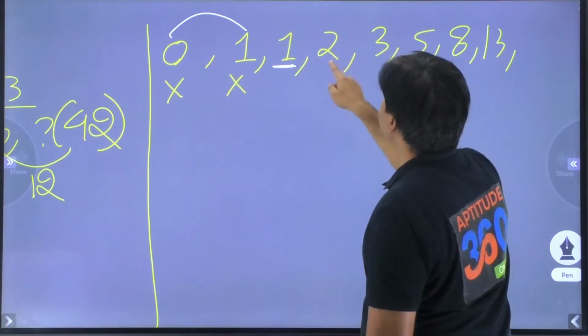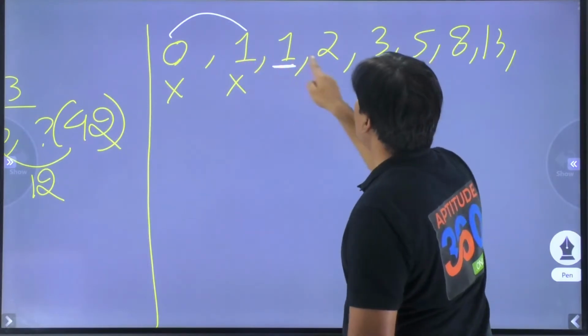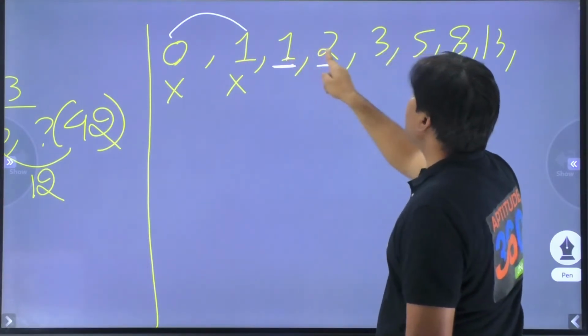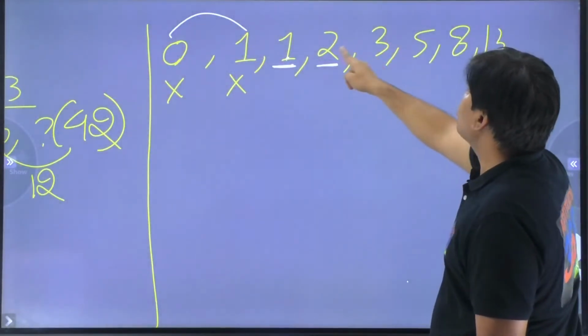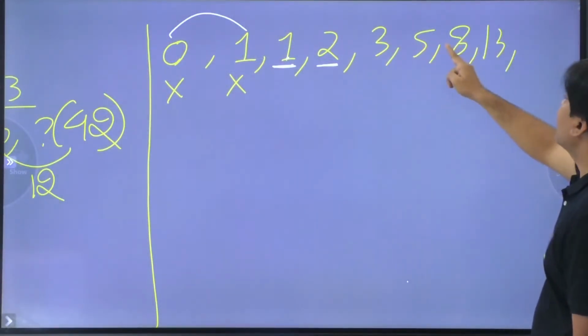Sum of 1 and 1 is 2. Sum of 1 plus 2 is 3, isn't it? And then 2 plus 3 is 5, 3 plus 5 is 8, 5 plus 8 is 13.